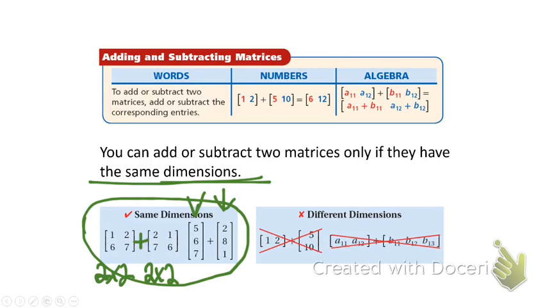If we look at the ones right next to it that have different dimensions, our first one is 1 row by 2 columns, and this one is 2 rows by 1 column. Well, that means we cannot add them together. So let's just take a look at a few examples.